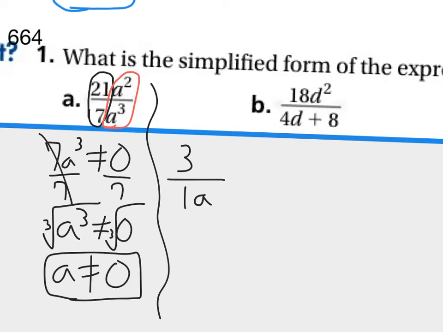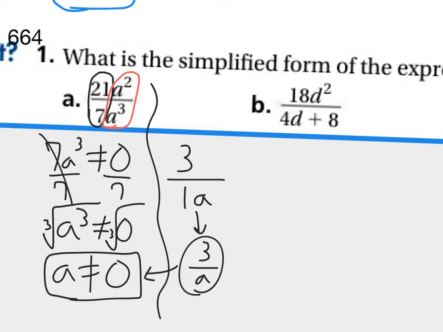So this looks a little odd, maybe like that. You could rewrite it as just 3 over a. If you put 3 over 1a, that would be fine also. And again, our excluded value is that we have to make sure they understand a cannot equal 0.